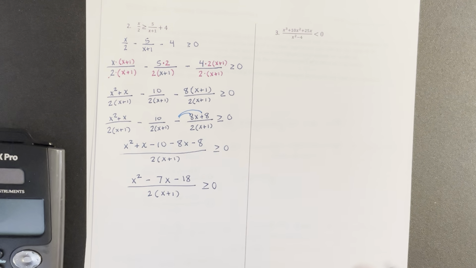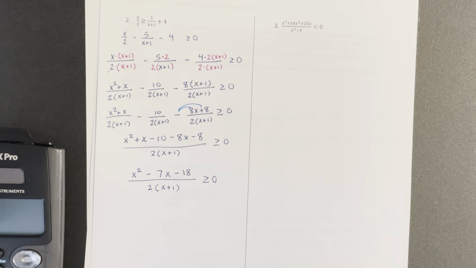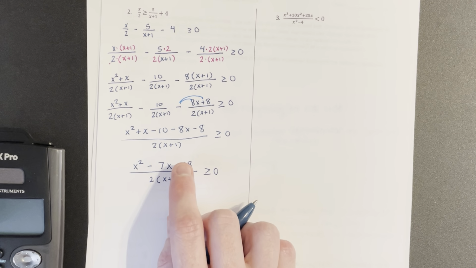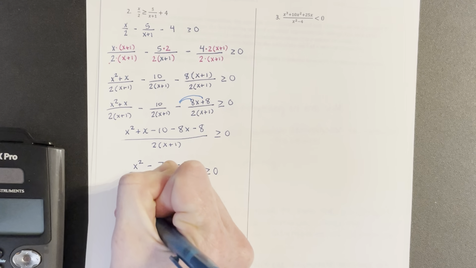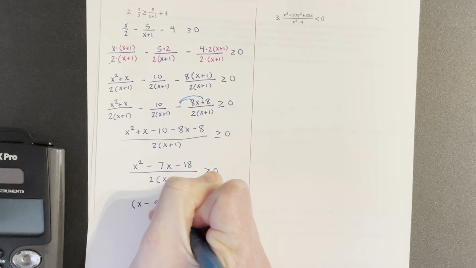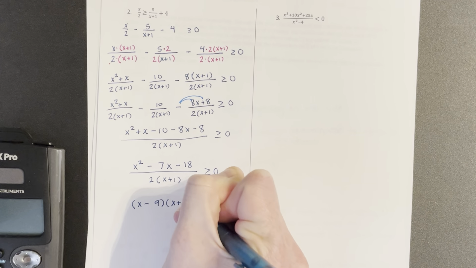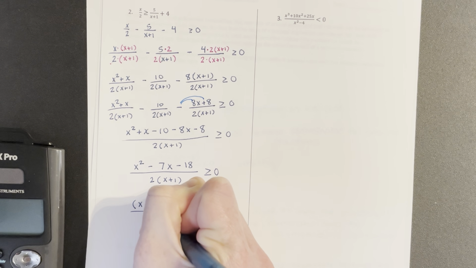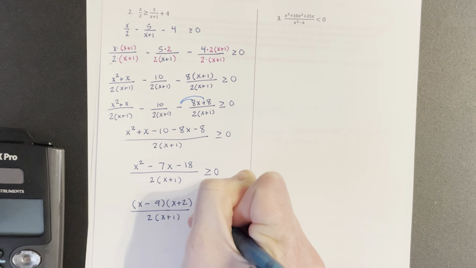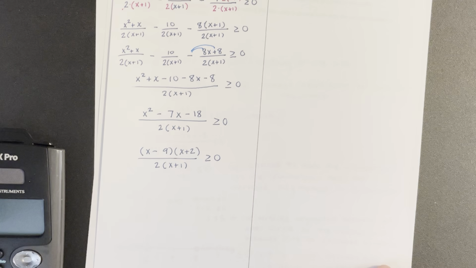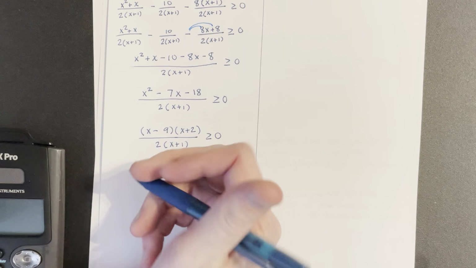So we did all this work just to get it equal to 0 and down to one fraction, but we still want to factor it because I'm trying to find out the x-intercepts in the numerator. So if I factor, I get x minus 9 times x plus 2 over 2 times x plus 1. It's greater than or equal to 0. Now I can solve for those critical values.